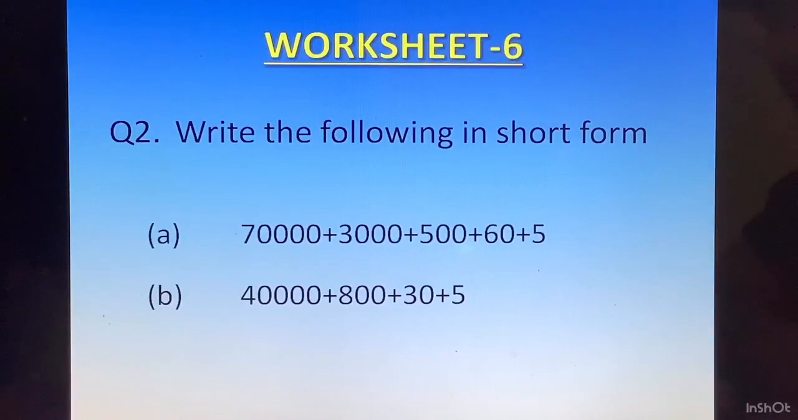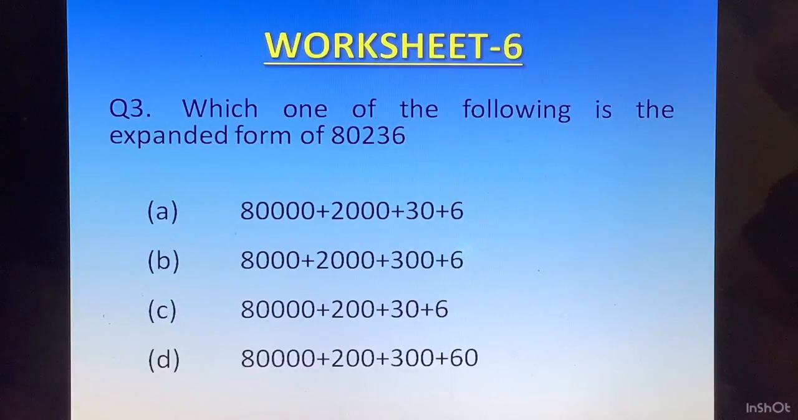Now in the B part, I want you to take note there is no entry for the thousands digit. So thousands digit is going to be 0 in the B part. Question number 3. Which one of the following is the expanded form of 80236? A 80,000 plus 2,000 plus 30 plus 6. B 8,000 plus 2,000 plus 300 plus 6. C 80,000 plus 200 plus 30 plus 6. D 80,000 plus 200 plus 300 plus 60.